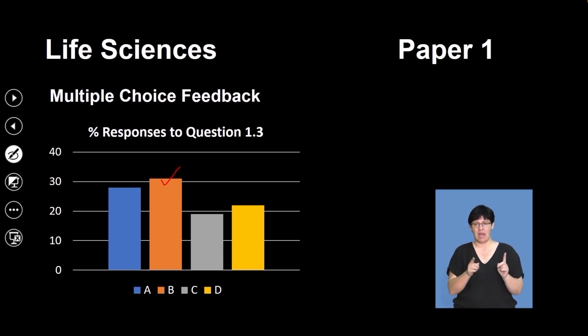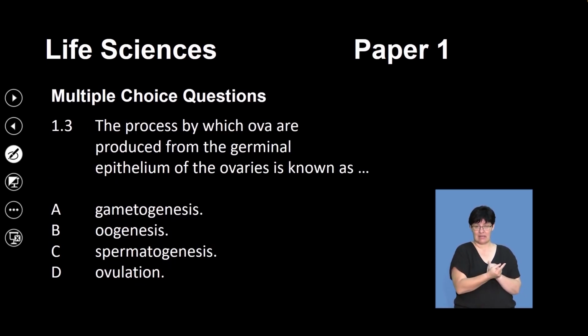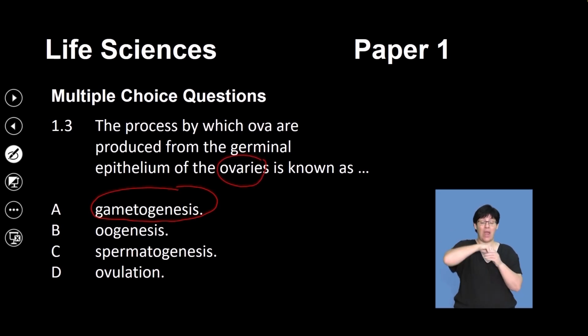However, I'm worried about this group: there's about 28% of you that have chosen the option of gametogenesis. Yes, you're correct that the development of the eggs does take place during gametogenesis, but specifically in the ovaries, if we are relating to this question, the concept of egg development in the ovaries occurs through a process called oogenesis. And oogenesis specifically points to the development of the egg.